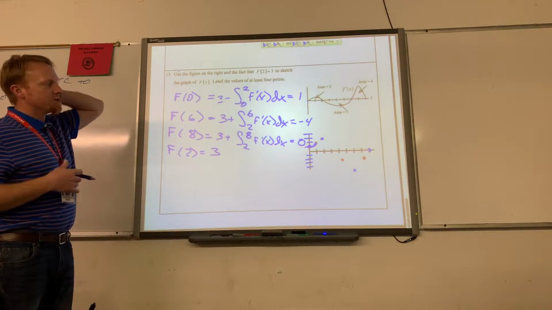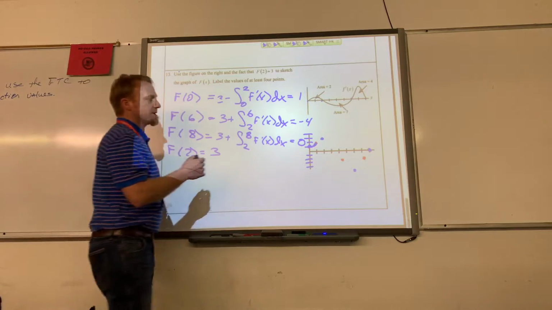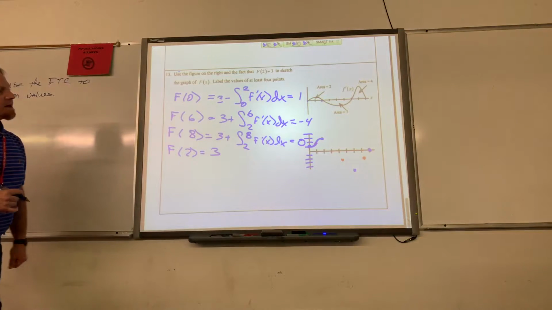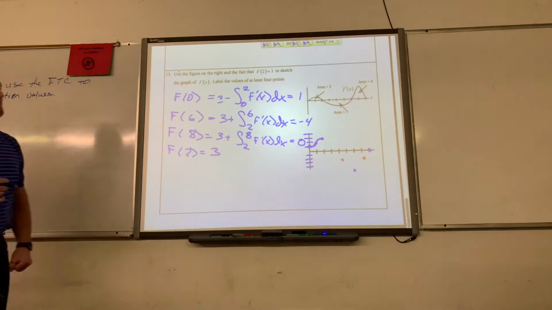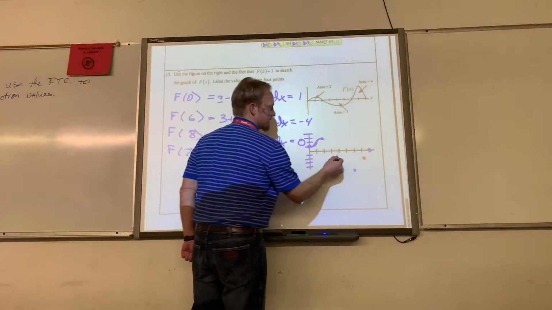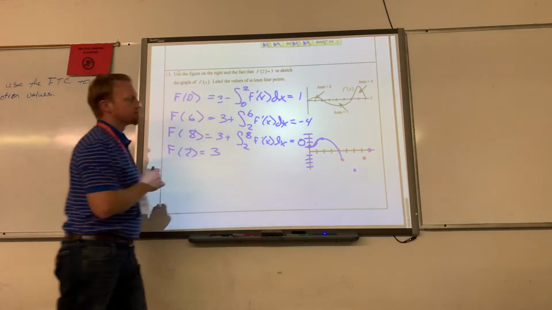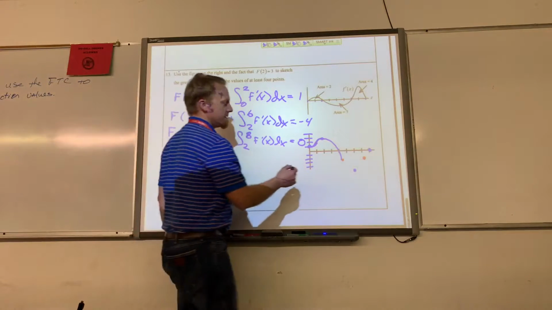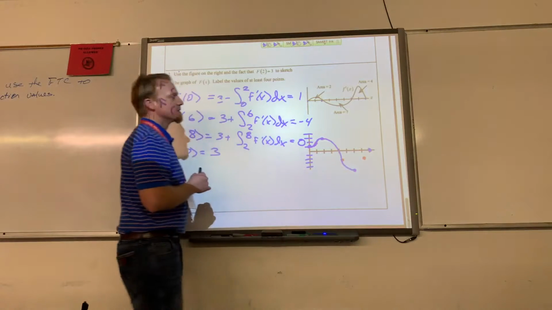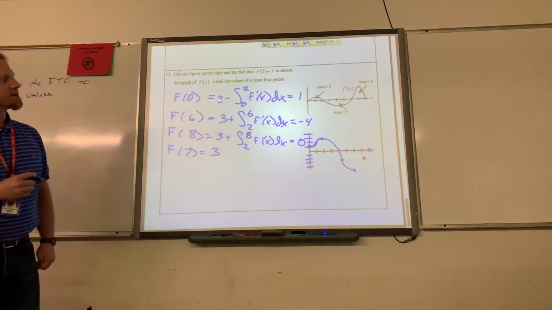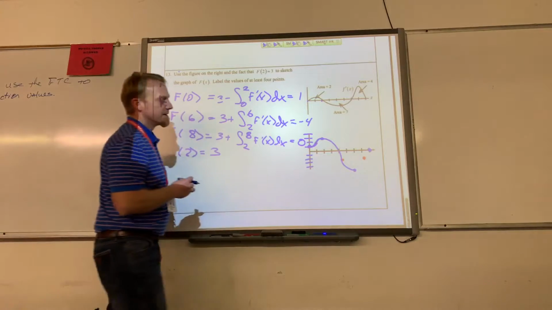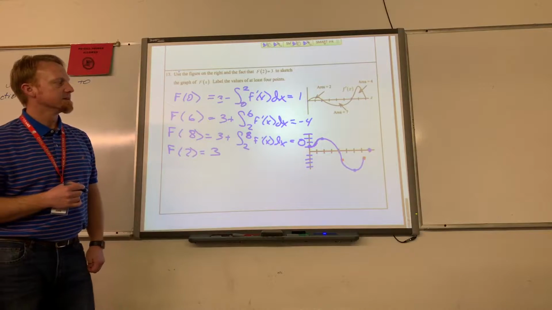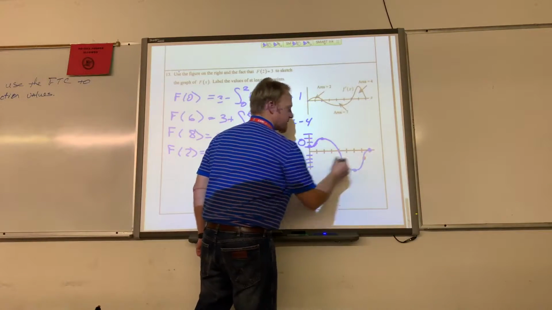All right, between 1 and 2, what's my derivative doing? Decreasing, so that means we are concave down. Make sure I can tell that. All right, between 2 and 4.5, what are we doing? Decreasing, so that means we are concave down. Between 4.5 and 6, increasing, so we are concave up. And then between 6 and 7, increasing, so we're still concave up. And then between 7 and 8, decreasing, so we are concave down.